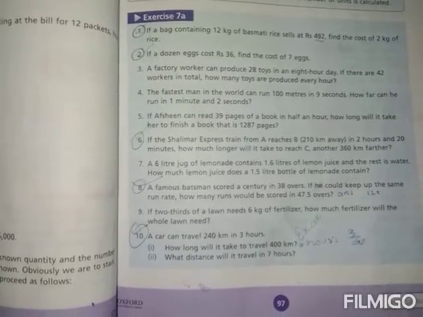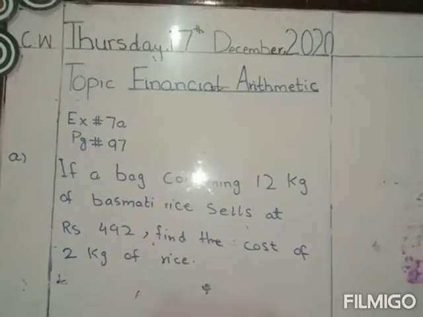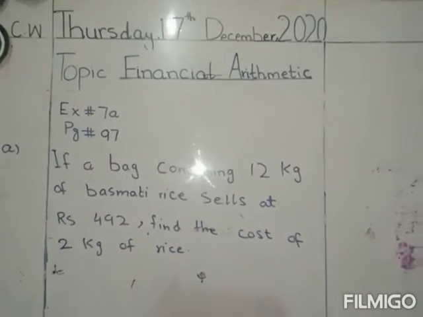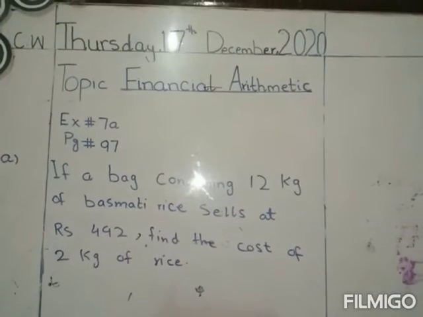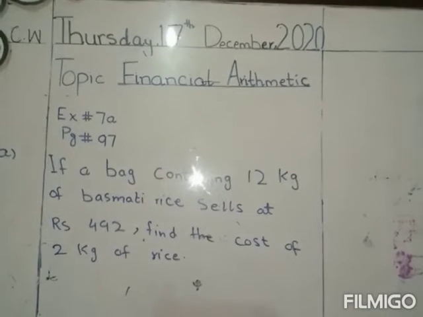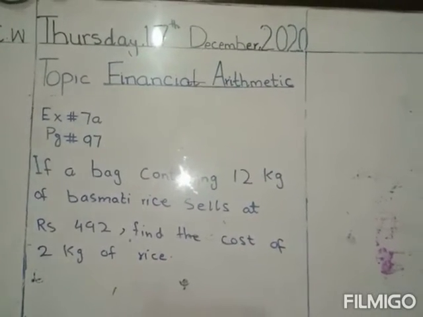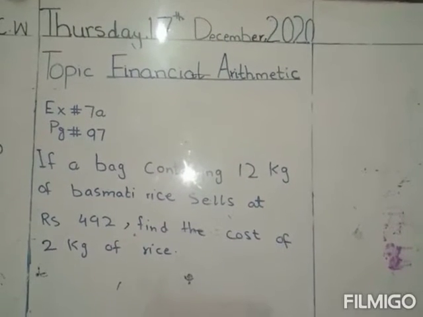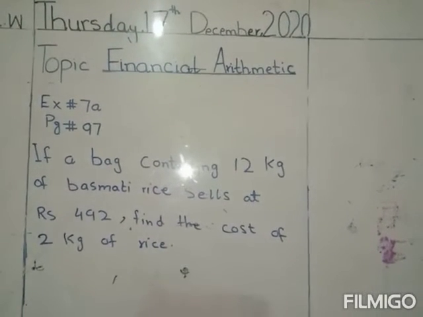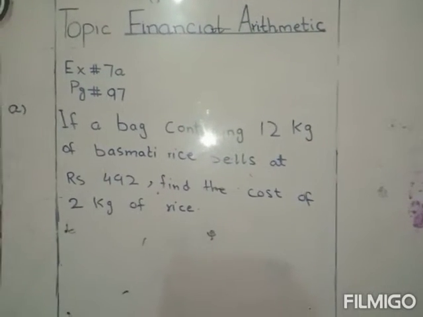Start with exercise number 7a. Students, before starting your work, you will prepare your notebooks nicely. You will draw a margin line on both sides. After that, you will write CW, Thursday, 17 December 2020. After that, you will write topic, financial arithmetic. After that, you will write exercise number 7a, page number 97. Then we will start our first part, that is part A.